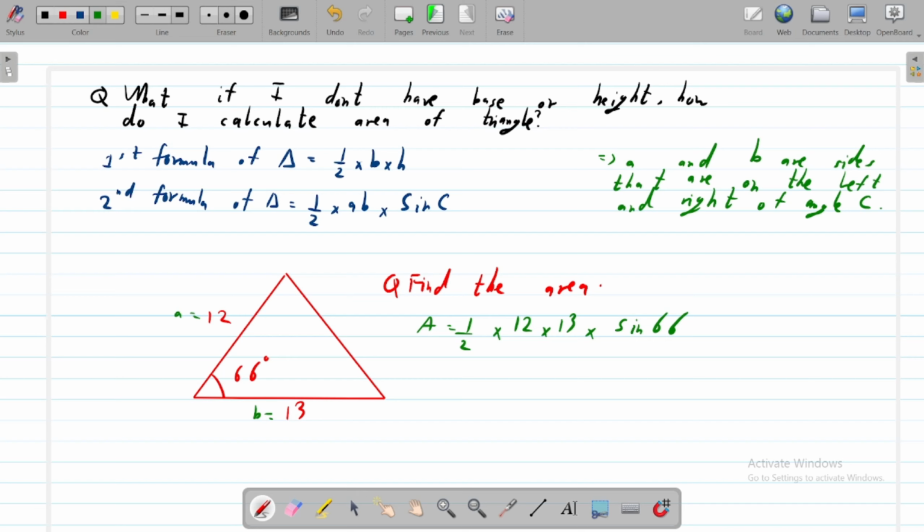We're going to have half into 12 into 13 into sine 66. Sine 66 is going to be something like 0.913. Multiply that by 12, then by 13, and then simply divide by 2, and you get your answer as 71.256. That is our answer for the area, okay? So we have two different ways to calculate this.